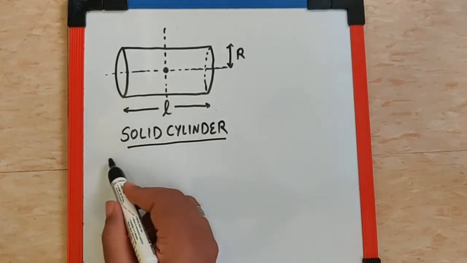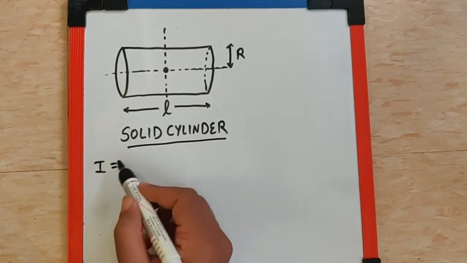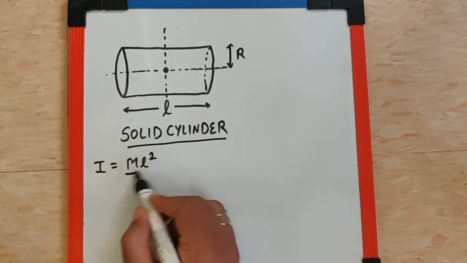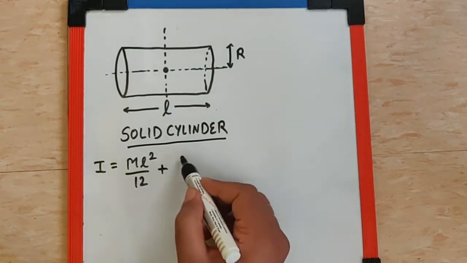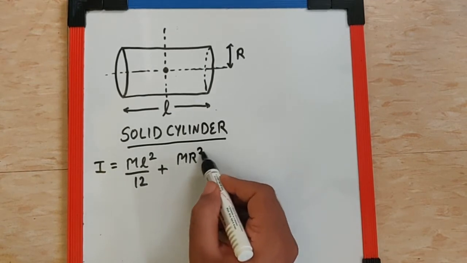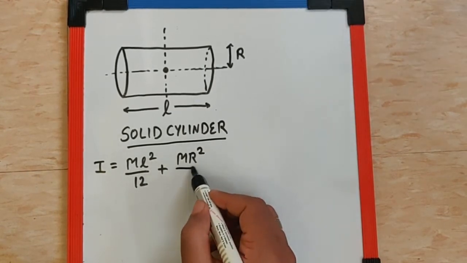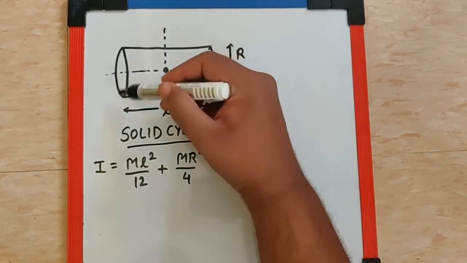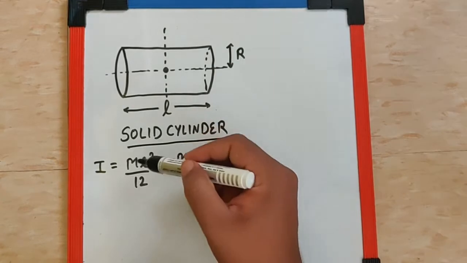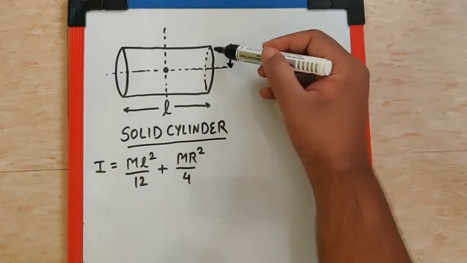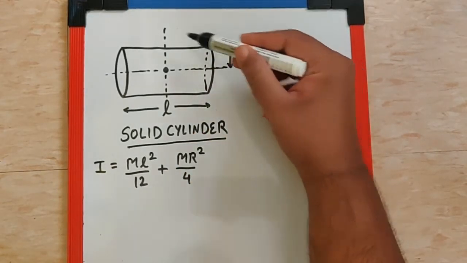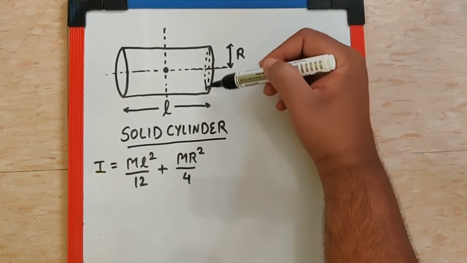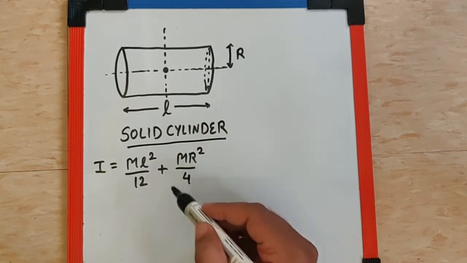Now for the solid cylinder, the moment of inertia for this axis is mL square by 12 plus mR square by 4. So it is like the rod for which this is the axis, so moment of inertia will be this, and for this part of the cylinder we can say this axis is going to pass like a diameter through a disc, for which the moment of inertia is mR square by 4.